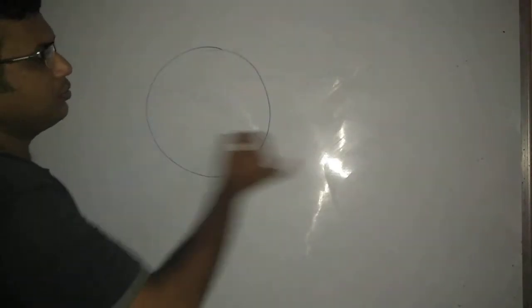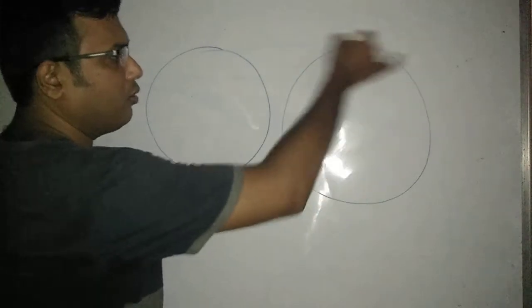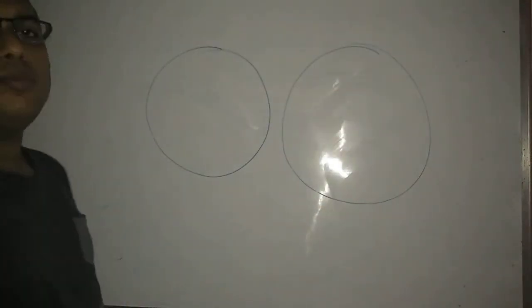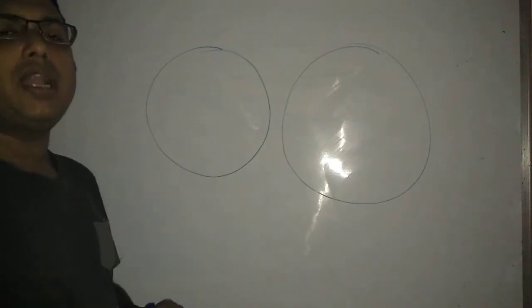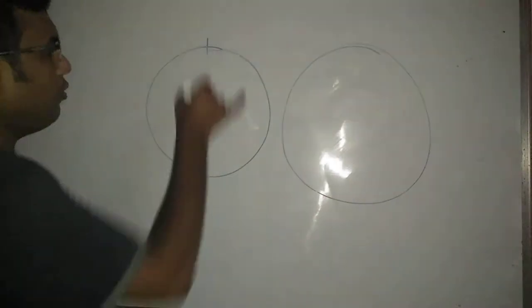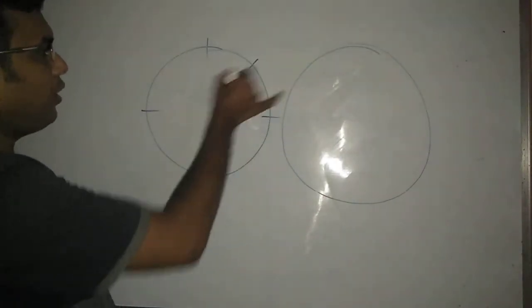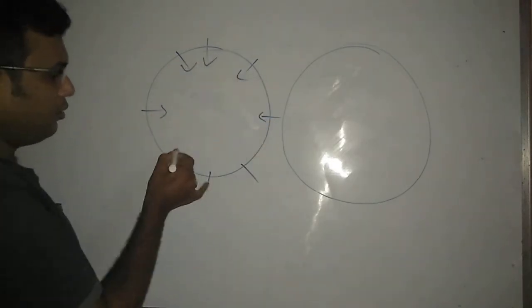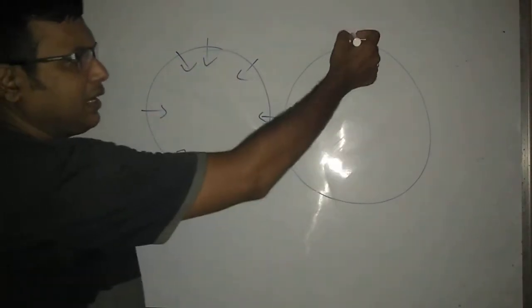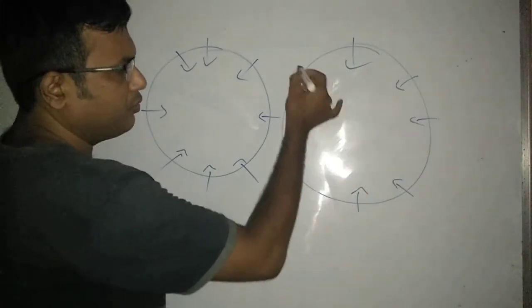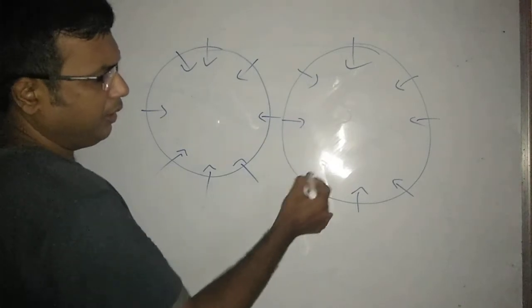First of all, draw two circles, right? In order to avoid your confusion, and try to remember the question. Suppose 8 members are sitting around a circular table and all are facing towards the center. So draw 1, 2, 3, 4, 5, 6, 7, 8. All are facing towards the center. In the second diagram, similarly, 1, 2, 3, 4, 5, 6, 7, 8.